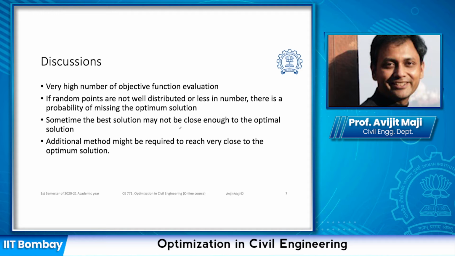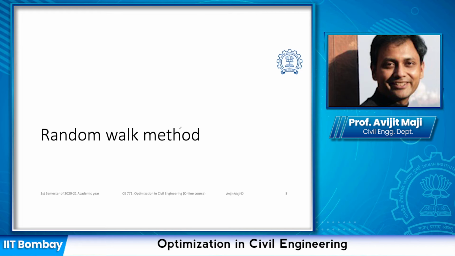An improvised version of this method is the random walk method. Rather than evaluating all along the search space, we choose one particular location, and then from that location, for a given step size, we try to find a random direction to search. Once we search in that random direction, if we find that the new location is better, we start our search from that location in another few directions for a given step size, and the process continues.